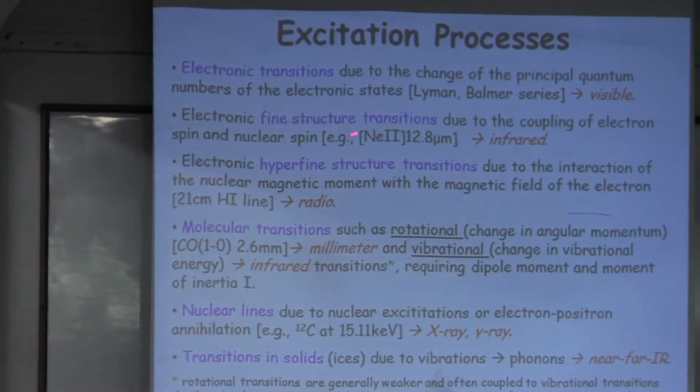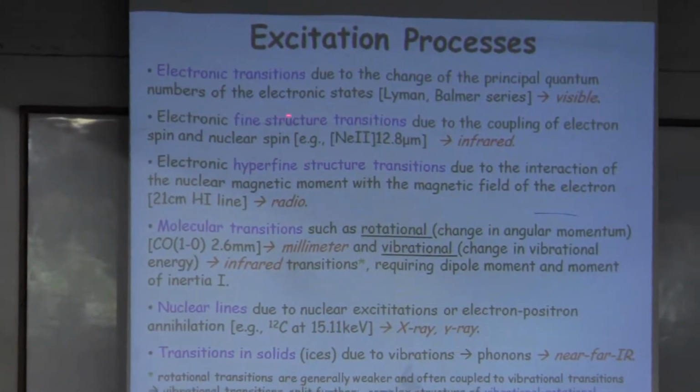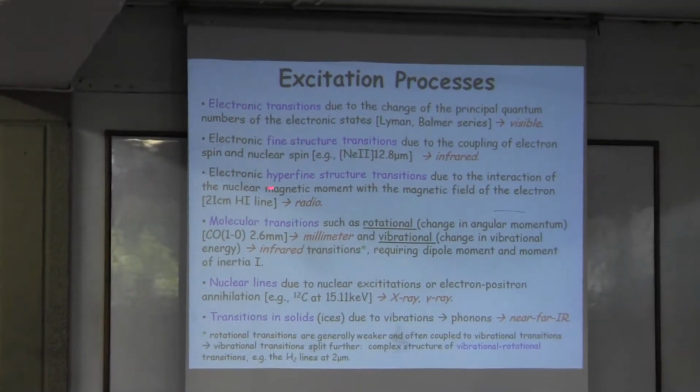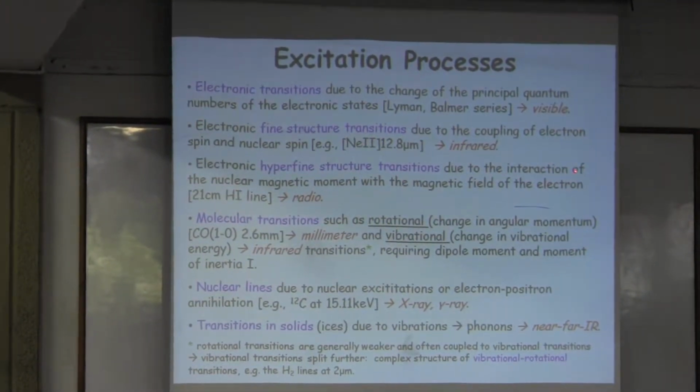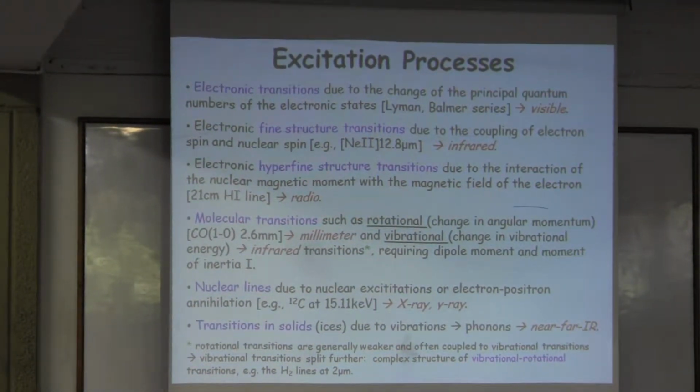this. So the other, okay, we have fine structure transitions, we have hyperfine structure transitions, which are now the interaction between the magnetic moment of the nucleus and the magnetic field of the electron. And that produces lines that are seen in the radio, for example, the famous 21 centimeter line, which is the main probe of the neutral atomic medium in the universe.